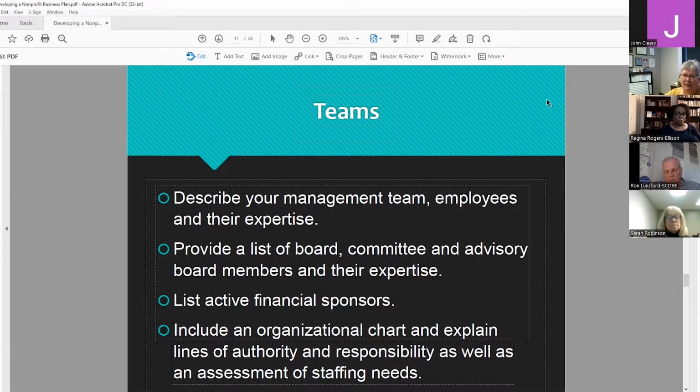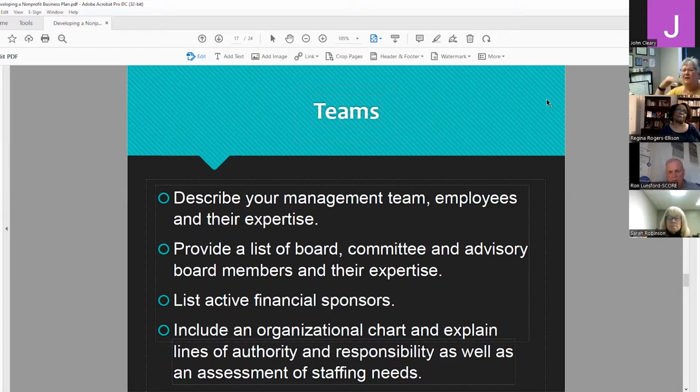You'll want to create an organizational chart and show the lines of authority and responsibility, as well as the staffing needs. Now, generally, when you start a nonprofit organization, whoever the founder is going to be is up there at the very top of that organizational chart. And as you build your board, then you'll add them on as well. But certainly create that chart to think about how you want to add staff and what that staff needs to look like. But always have an idea of the lines of authority and responsibility.